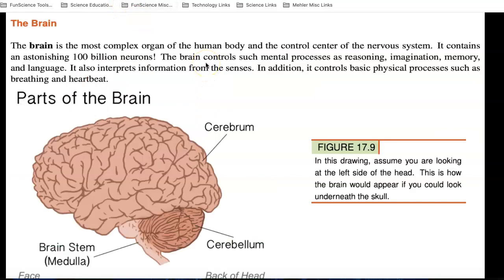Now, let's take a look at one of the most important organs in the body, the brain. And the brain works with electricity and transfers those simple, amazing signals. It consists of an astonishing 100 billion neurons, or 100 billion nerve cells. And it contains such mental processes as reasoning, imagination, memory, language. And very importantly, it also interprets information about the senses, from your ears, from your eyes, from your sense of touch. All of these are interpreted through electrical signals by your brain.